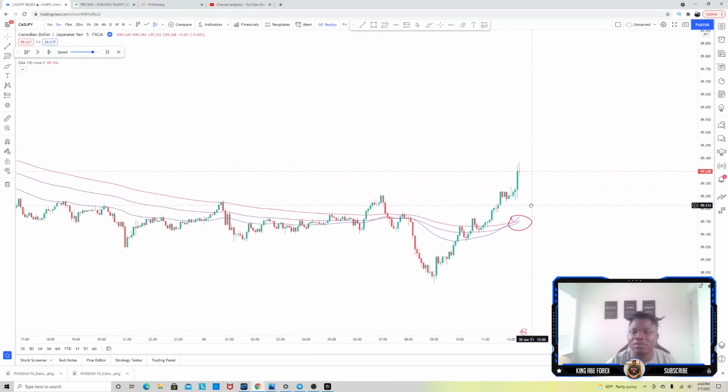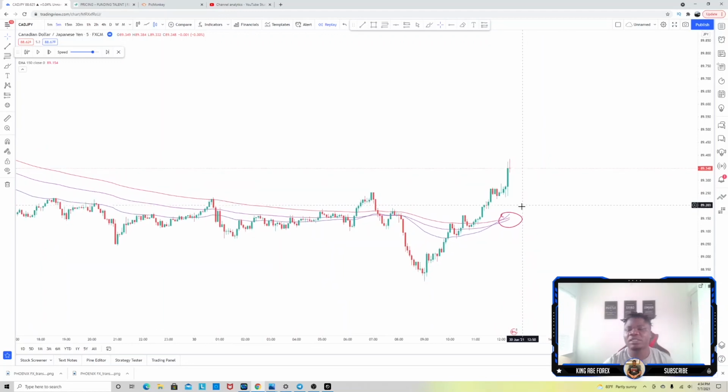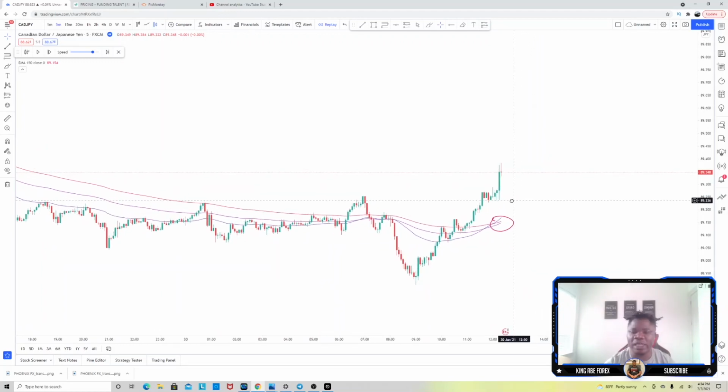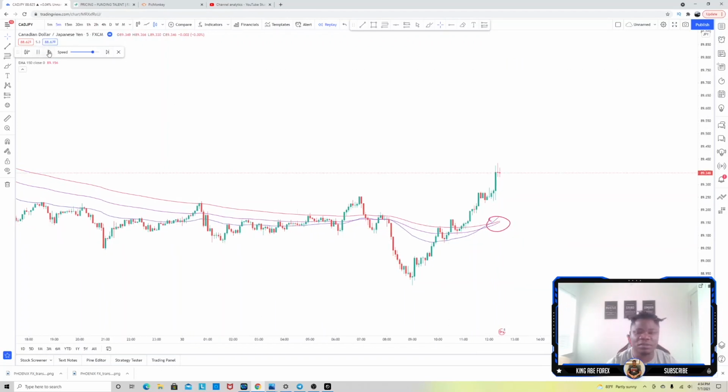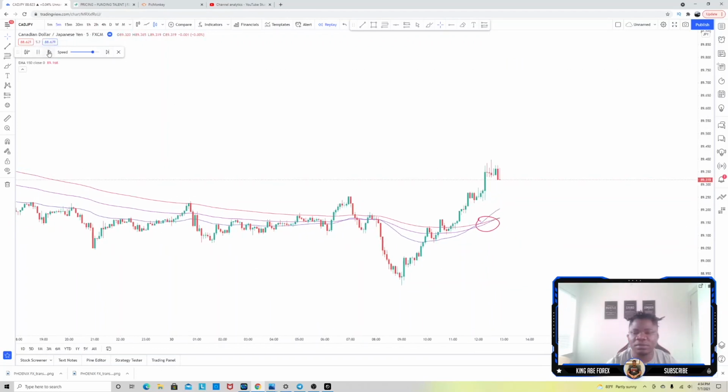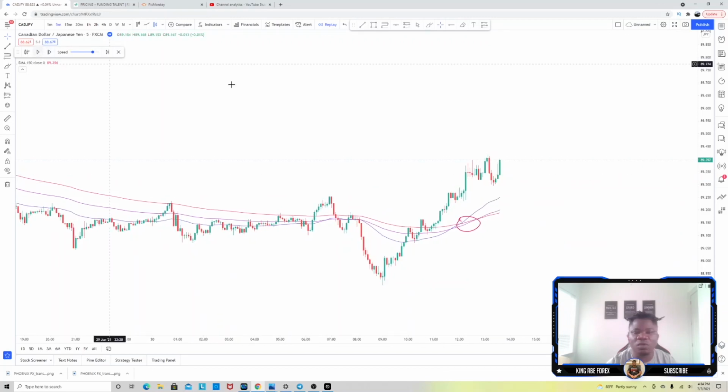Now what we're actually waiting for is a pullback. We're waiting for a pullback now that we have the cross. Now let's keep looking. Now we have the pullback right over here.